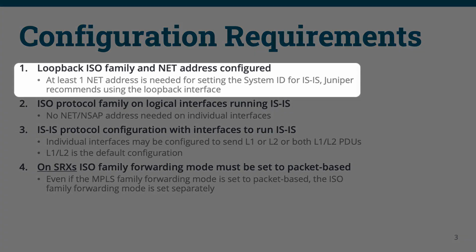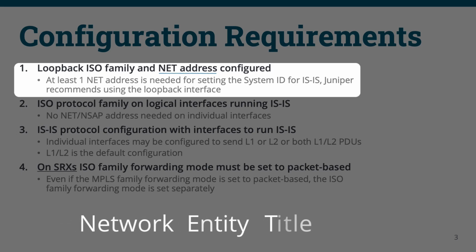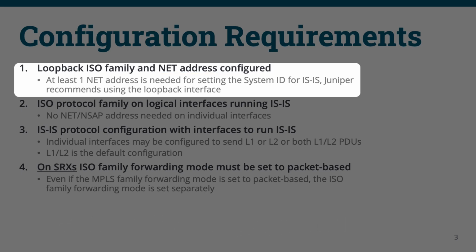First, we'll need to configure the ISO family on the loopback along with a NET address. NET, or Network Entity Title, is the ISO address used to refer to this device in the OSI protocol suite. Although it's not required to configure this address on the loopback interface, it is recommended best practice.